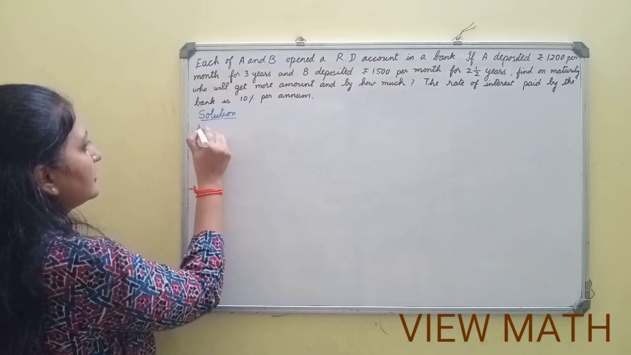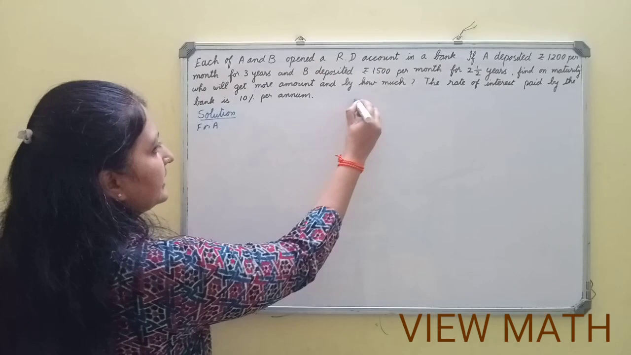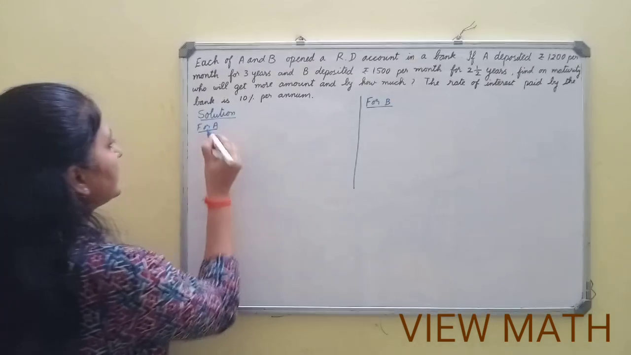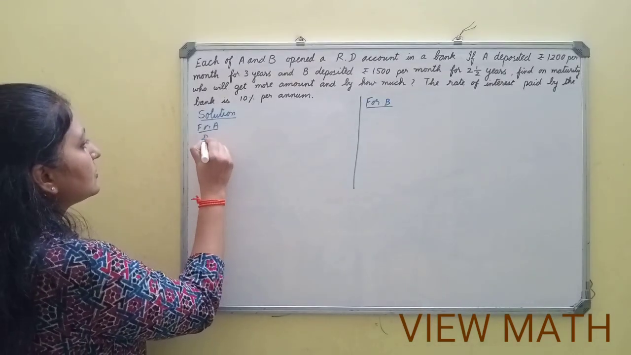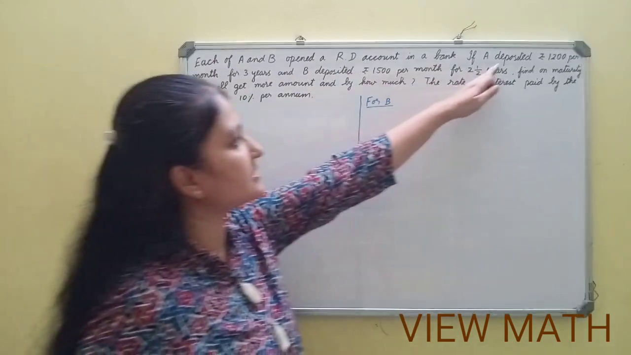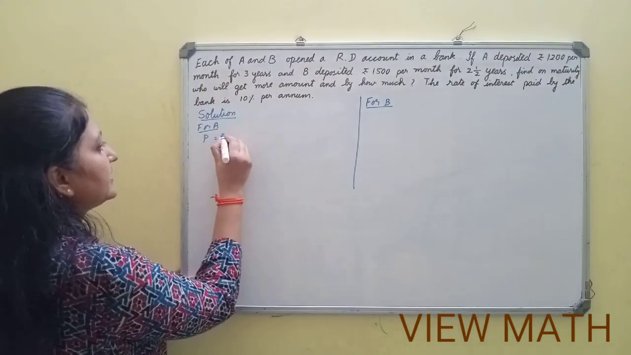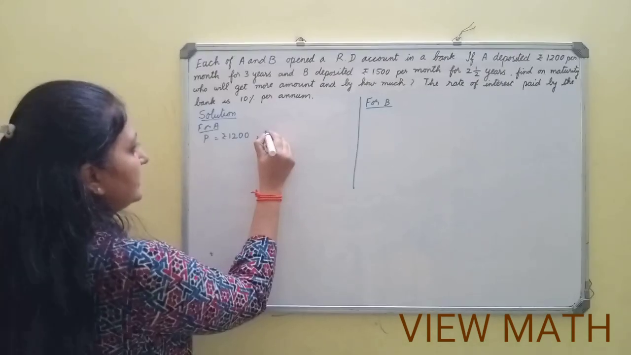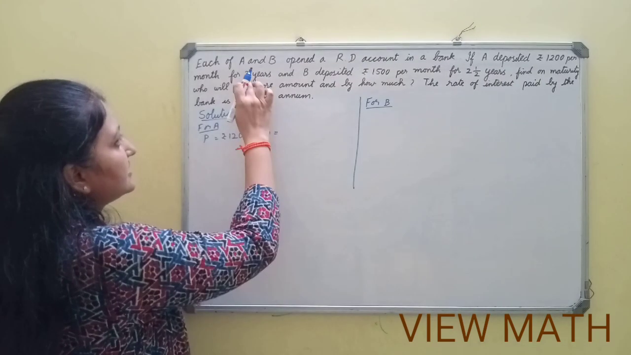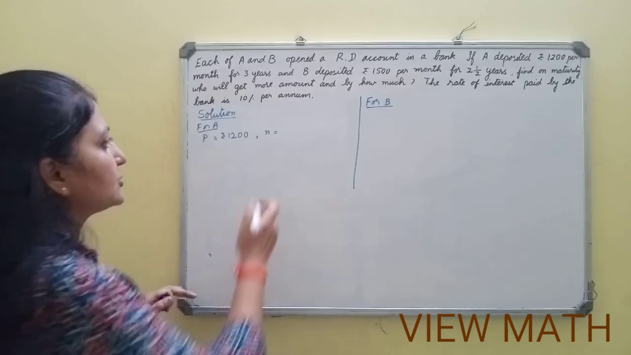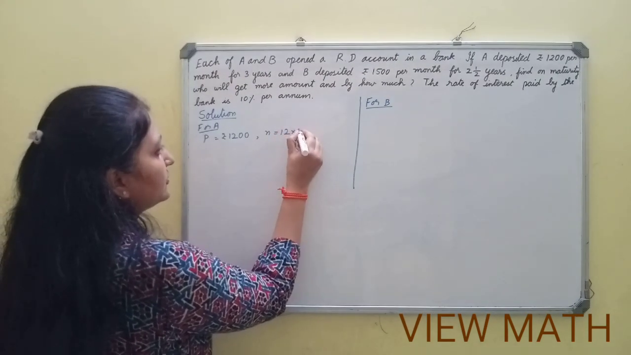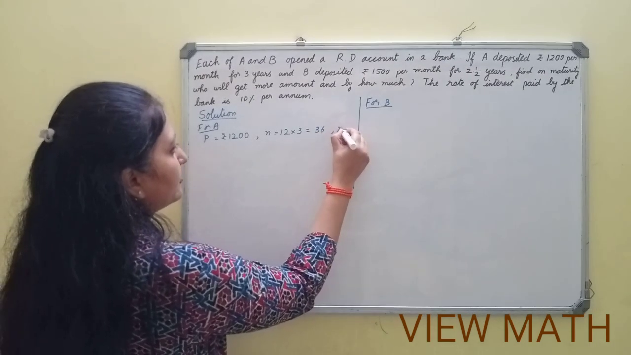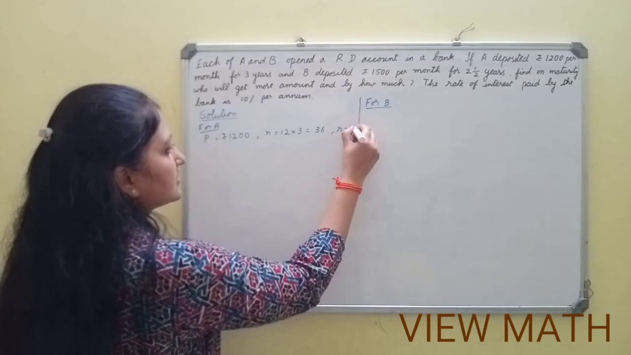Solution. So let me calculate for A separately and for B separately. First let me write what all is given in the problem. Monthly installment of A, that is A deposited rupees 1,200. So P is rupees 1,200. The number of months, N, always you have to take months. Here it is given in years, so first we have to convert it into months. 12 into 3 years, 36 months. And the rate of interest is common for both A and B, and it is 10%.